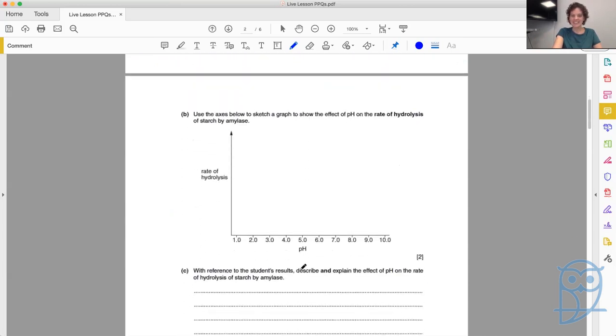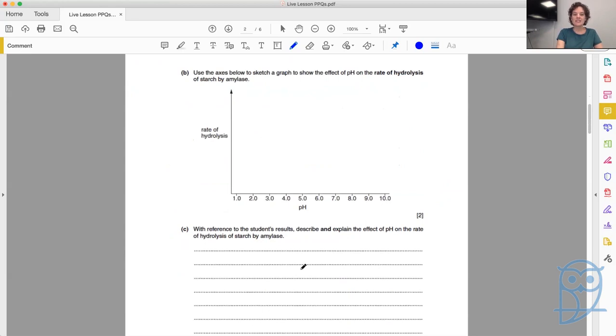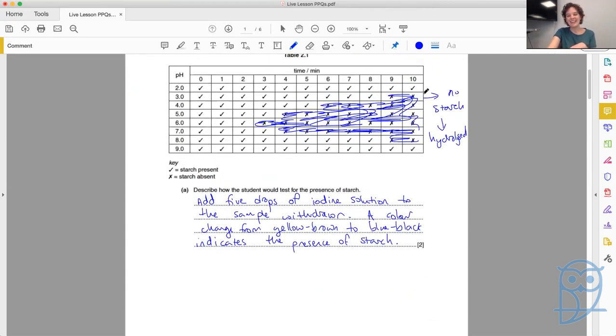Right. So the next question says, use the axes below to sketch a graph to show the effect of pH on the rate of hydrolysis of starch by amylase. So note that there are no units on that vertical axis. You don't have to put them in. So what we're doing is using these axes as is, and adding in information to show the relative change. Okay, so when we colored in that table, very nicely, we can see the shape.